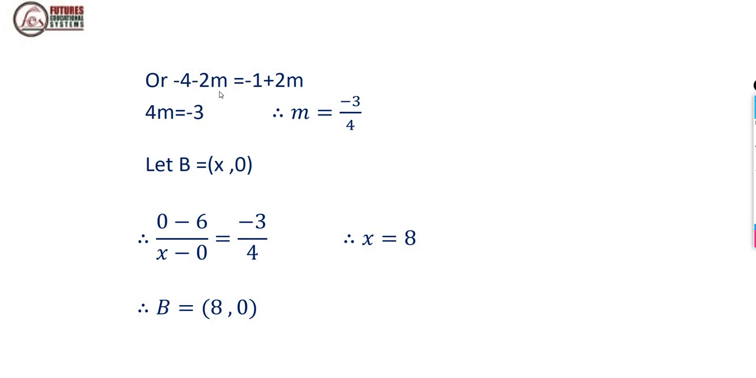Negative 4 minus 2m equals negative 1 plus 8 plus 2m. Solving this equation, we get m equals negative 3 over 4. Since B equals (x, 0), by direct substitution, (0 minus 6) over (x minus 0) equals m. Cross multiplication gives x equals 8.